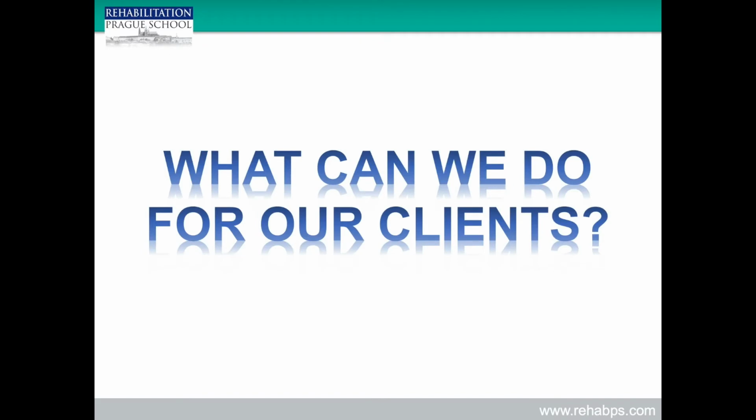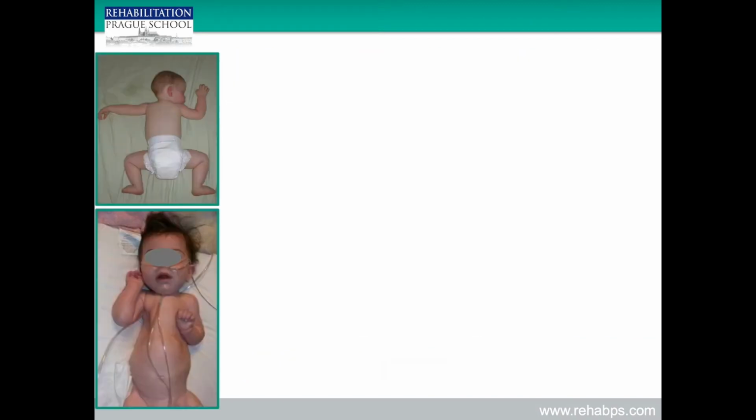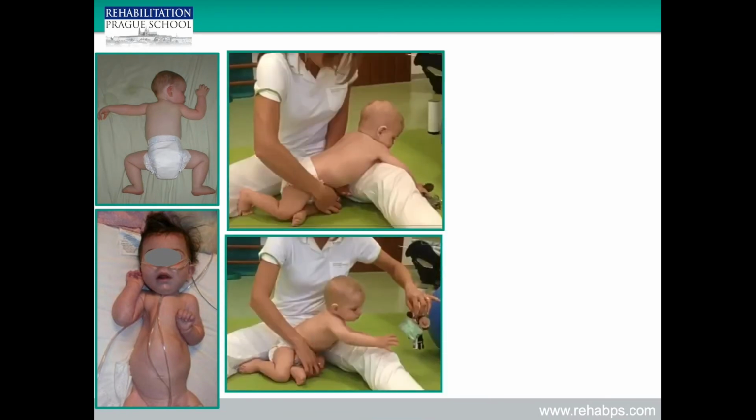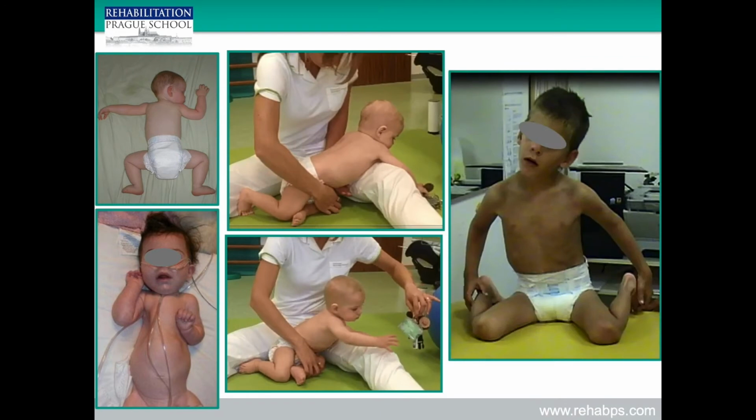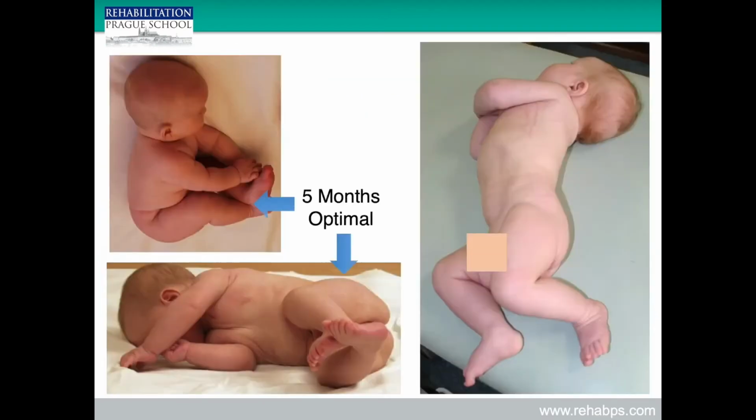What exactly can we do for our clients? Let us introduce the most important topics we cover in DNS courses. It is critically important to recognize any suboptimal development in infants, especially during the first year of life. In pathological cases, it is necessary to start with treatment as soon as possible, before any abnormal movement patterns have become established. Therefore, in DNS pediatric courses, we teach course attendees how to distinguish normal and abnormal development during the first year of life.